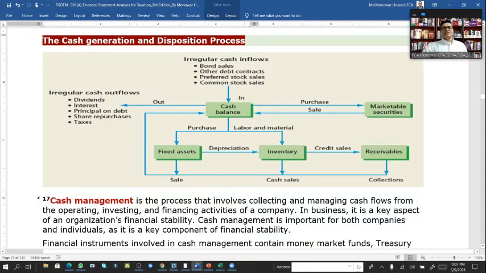If we look at the cash generation and disposition process, we know there are some operating activities with cash inflow and outflow on a regular basis, and some on an irregular basis. So on a regular basis, cash is generated here, and there is also irregular cash flow. Irregular cash inflow is the sale of bonds, sale of stock, sale of preference shares. This is one time or two times, etc. So it is irregular, and all operating activities like purchase and sale generate cash here.